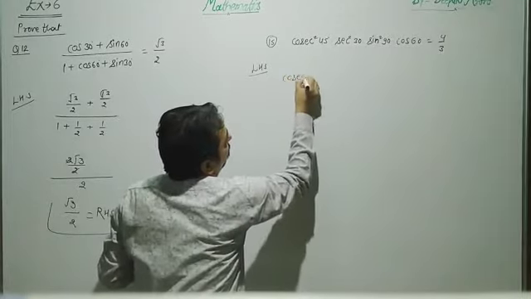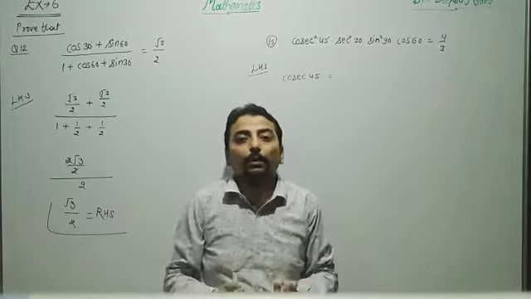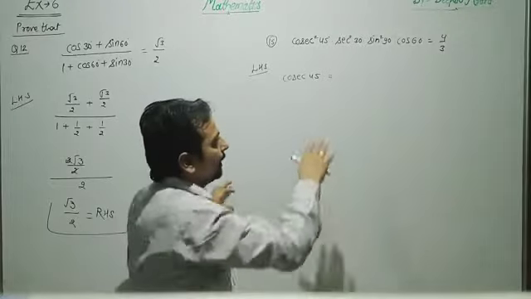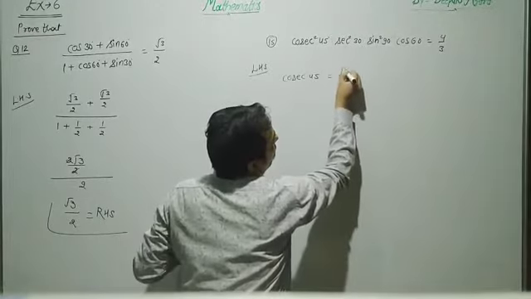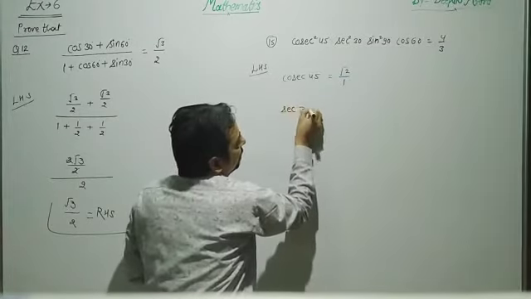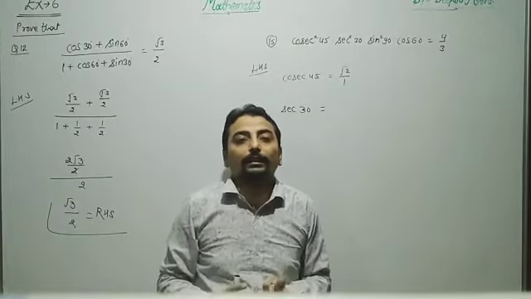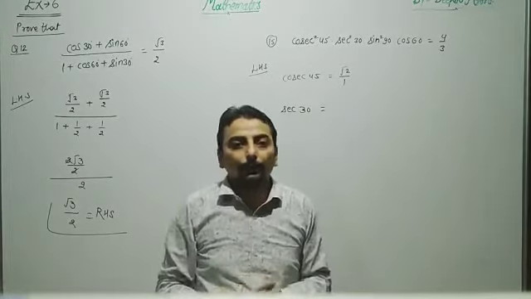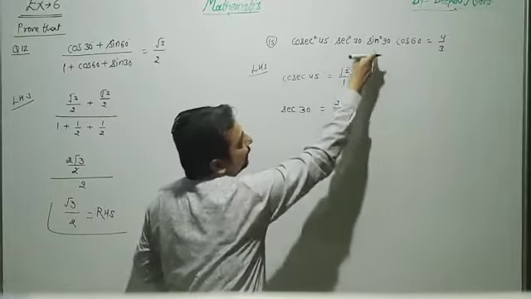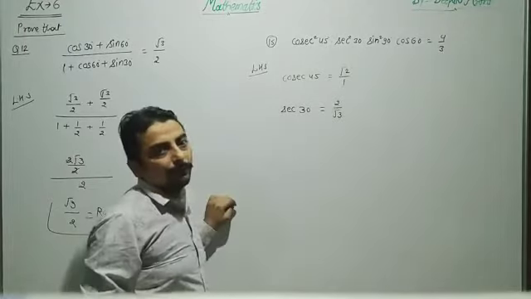First of all, we see cosec 45. We know very well that cosec 45 is the reciprocal of sin 45, and sin 45 has the value 1 by root 2. Then the reciprocal of 1 by root 2 is root 2 by 1. Now sec 30 is the reciprocal of cos 30, and cos 30 is root 3 by 2, so the reciprocal is 2 by root 3. Sin 90 is 1 and cos 60 is 1 by 2.